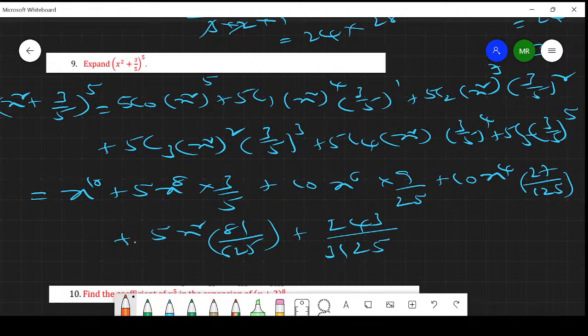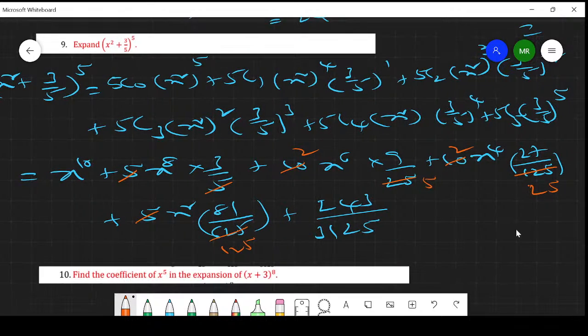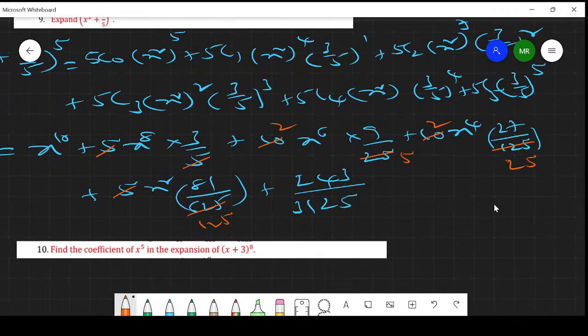If you want, I can simplify here. It is the final step. I can write 5 will get cancelled here, 5 twos are 5 fives. I can simplify this one. Here again, 5 twos are 5 25s, I can simplify. And this one, 5 125s, I can simplify. Then you can write the final answer. After simplification, we can write the final answer.